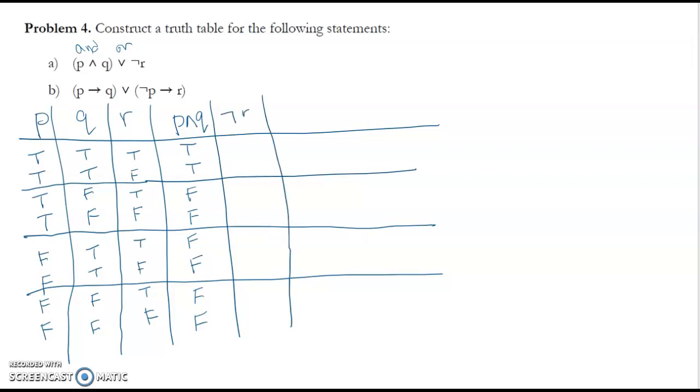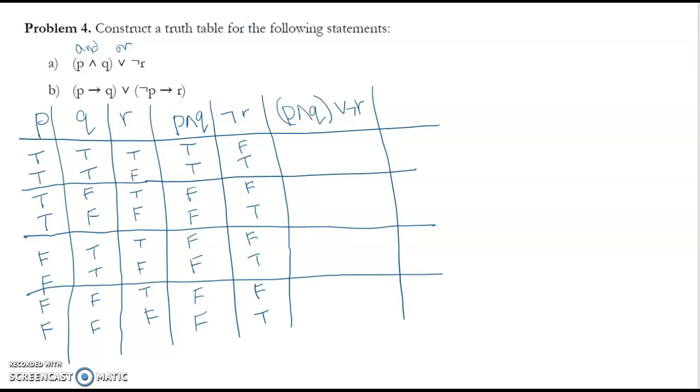So negation of R. Negation part is just going to be all of this negated. So true will become false, T, and so on. All right, and lastly, I think we can conjoin those parts. So P and Q is combined with OR. Okay, so now we're looking at these two columns, and these two are connected by OR.